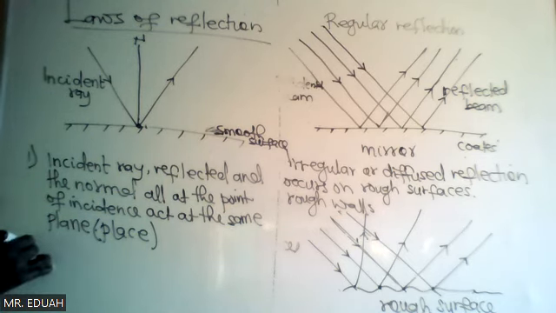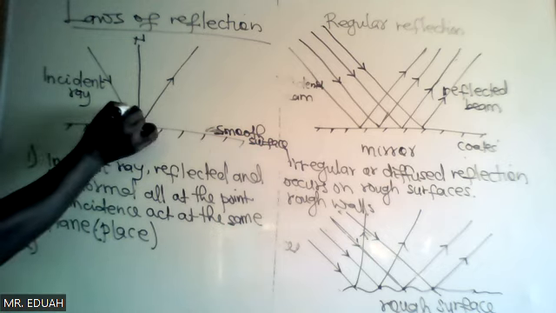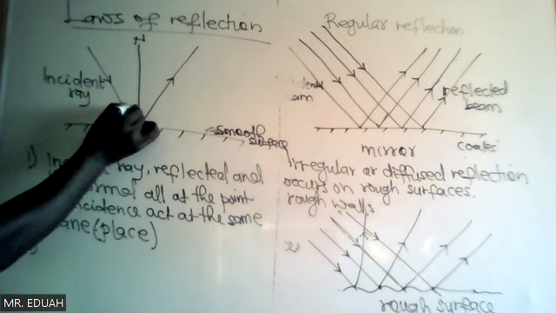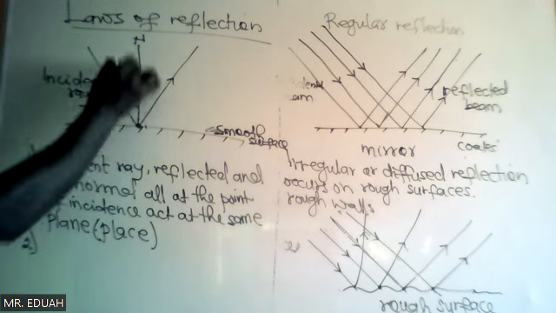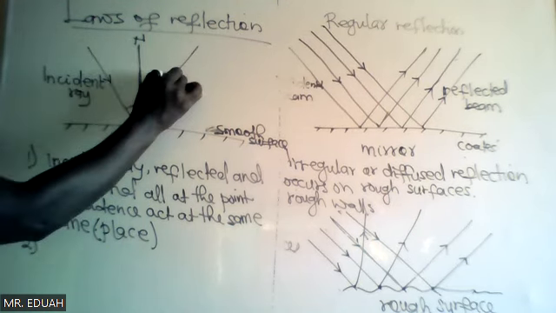Then two. Whenever you measure the angle of incidence and then the angle of reflection, this is the reflected ray.